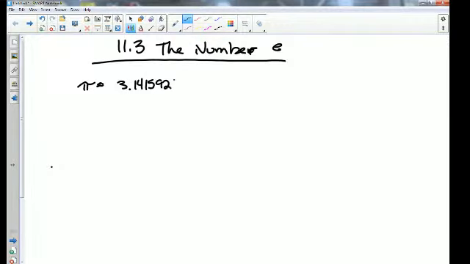3.14159265358979323. Okay, that's good. How was pi developed? How did we get that number? 22 divided by 7. It's the circumference divided by the diameter, right?